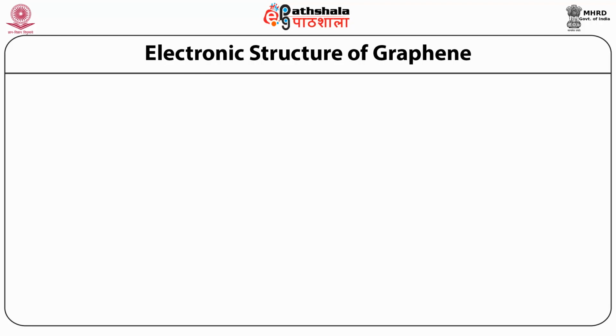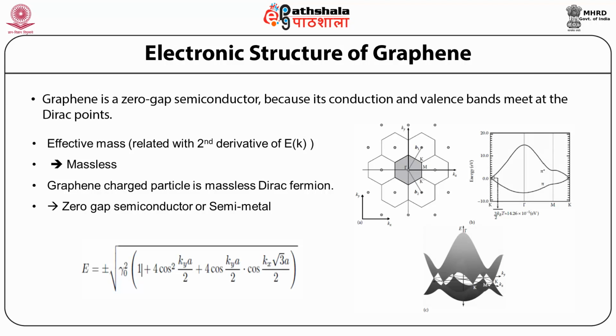I want to discuss the electronic structure of graphene. Graphene is a zero band gap semiconductor, because its conduction and valence bands meet at the Dirac point. The Dirac points are 6 locations in momentum space on the edge of the Brillouin zone, divided into 2 non-equivalent sets of 3 points. The 2 sets are labeled as K and K dash in the figure. The sets give graphene a valley degeneracy of g_v equal to 2.